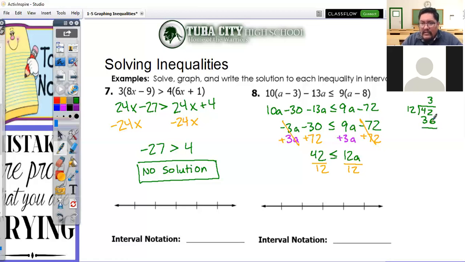And let's see, 42 minus 36 is going to be 6. And again, 6 becomes the top number, 12 becomes the bottom number. So bottom number stays the bottom number, okay? And we simplify the fraction. So in this case, we have 3.5 is less than or equal to A.